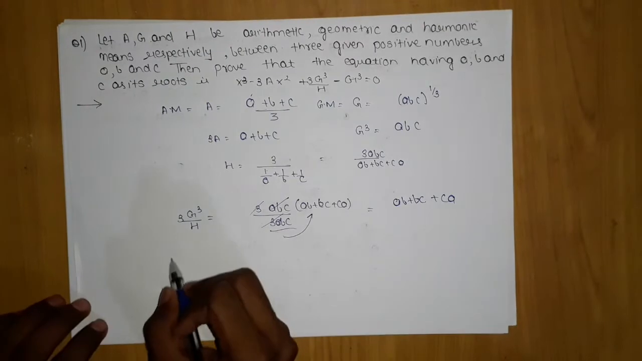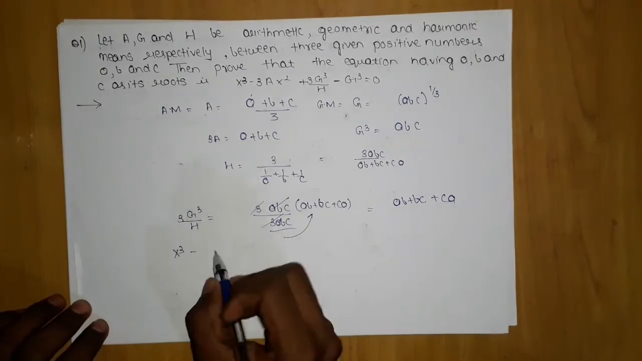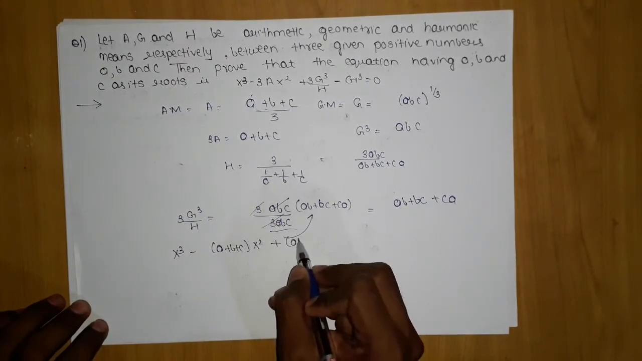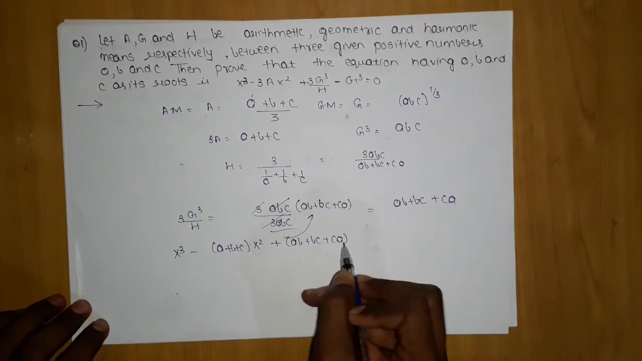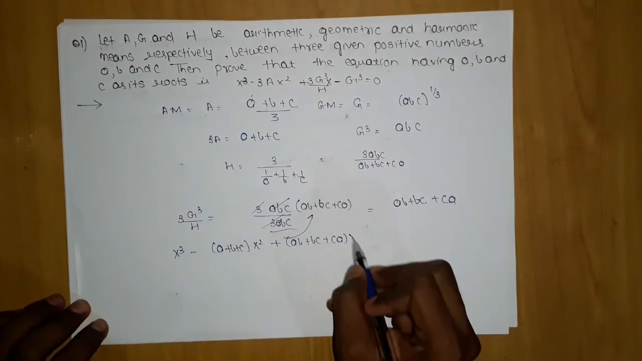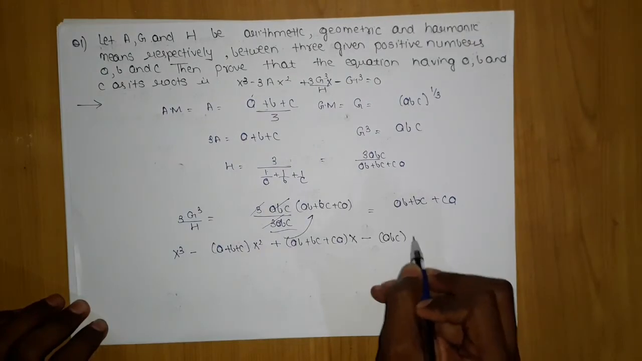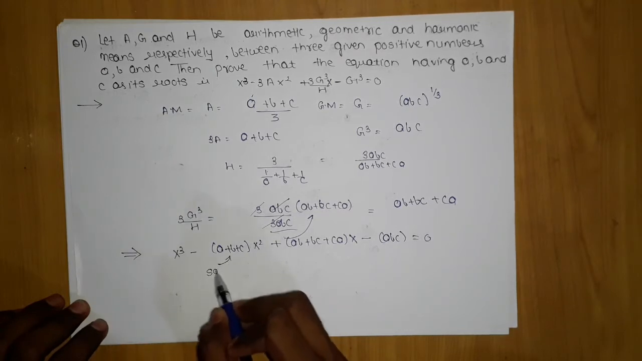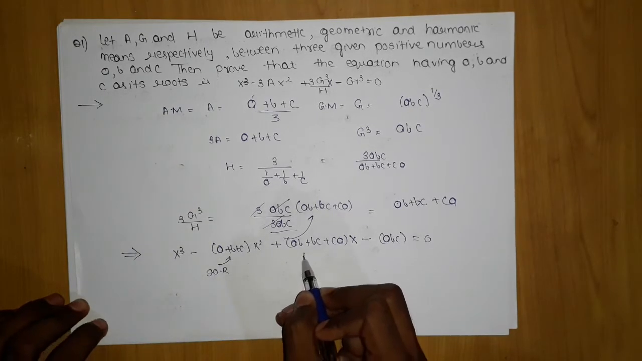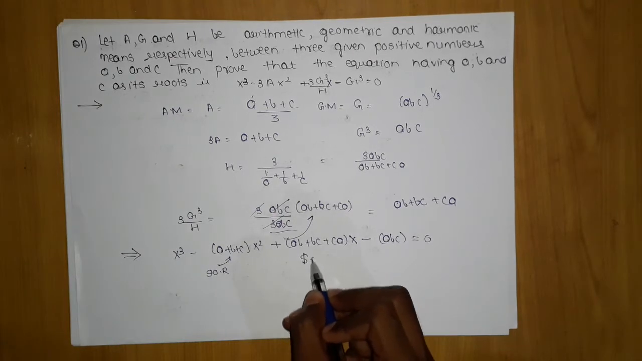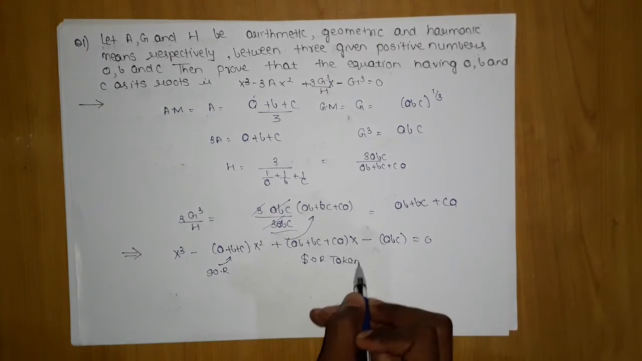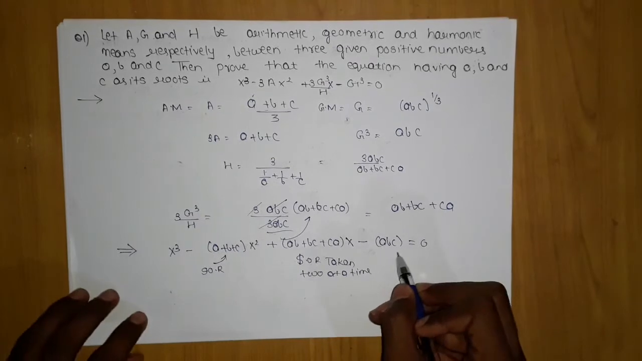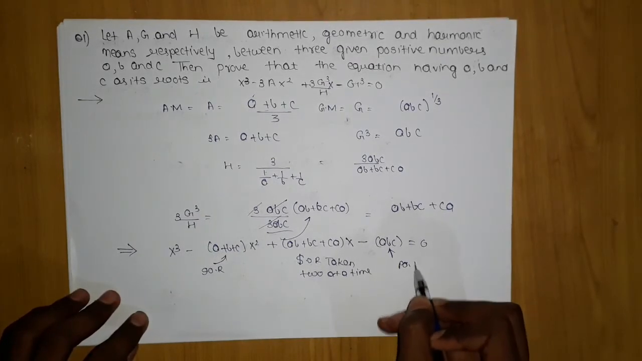Now if I substitute, the equation is x cube minus (a plus b plus c) into x square, plus (ab plus bc plus ca) into x, sorry, x minus abc equals 0. Now it is a cubic polynomial, and here the coefficient is the sum of roots, then the sum of roots taken two at a time, and the last is the product of the roots.